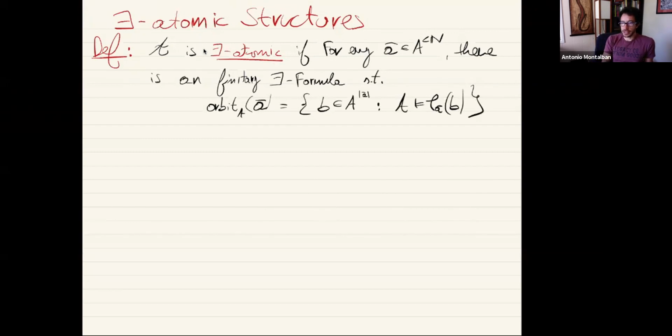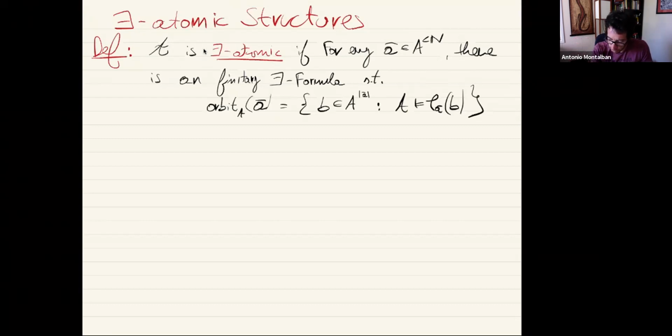Existentially atomic is kind of the simplest class. The class of the simplest structures are the existentially atomic: every automorphism orbit is definable by a finitary existential formula. By finitary, I mean just the standard first order logic without infinite. And an E formula, or existential formula, is one that has existential quantifiers and then quantifier free.